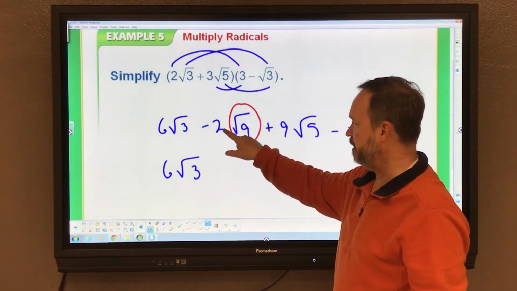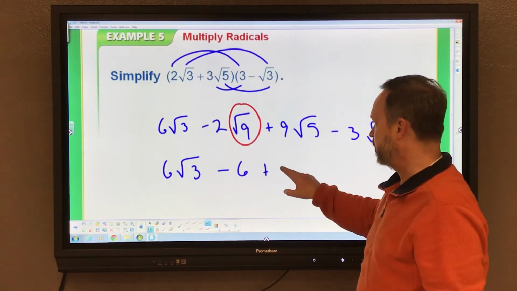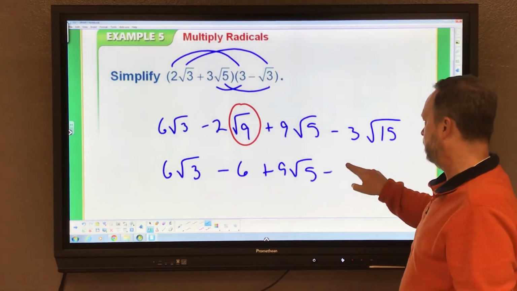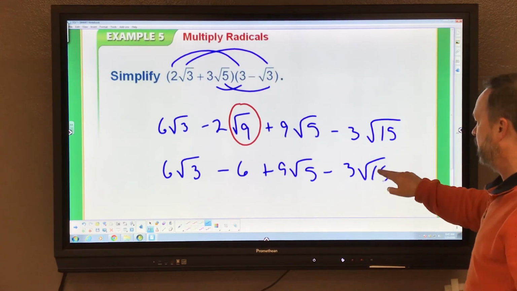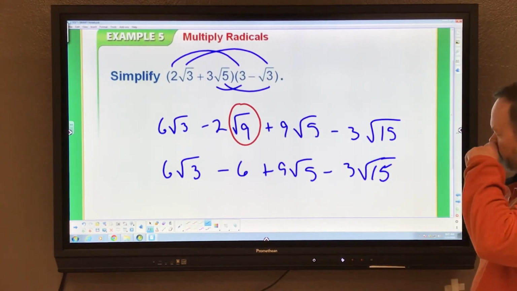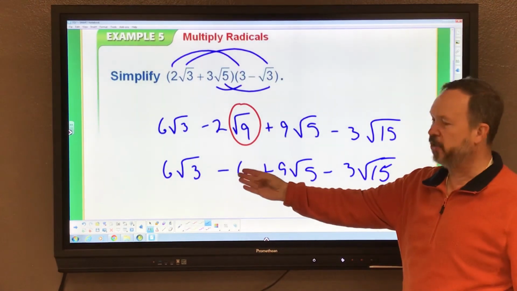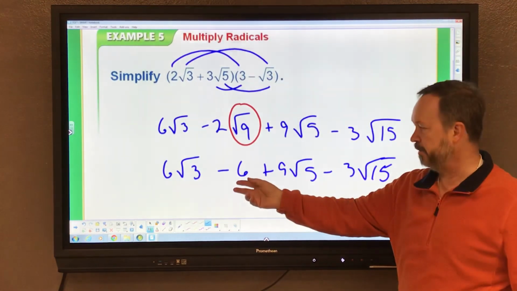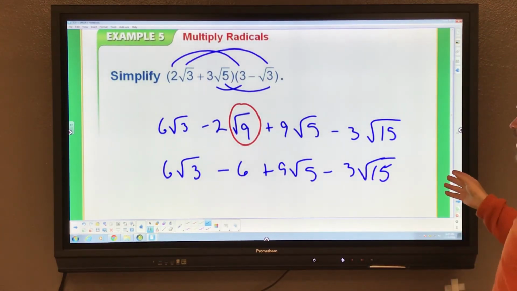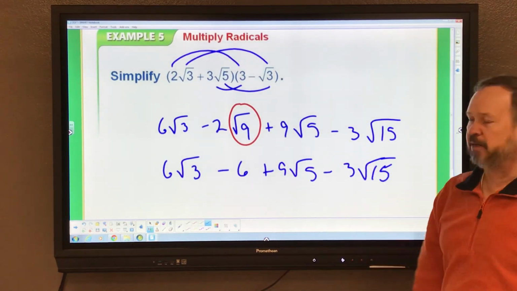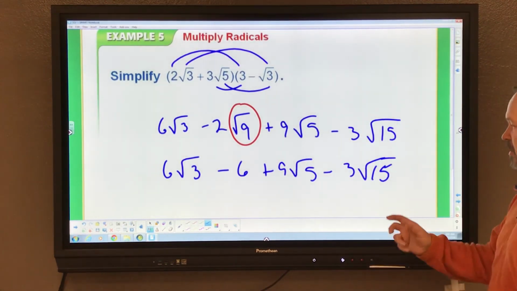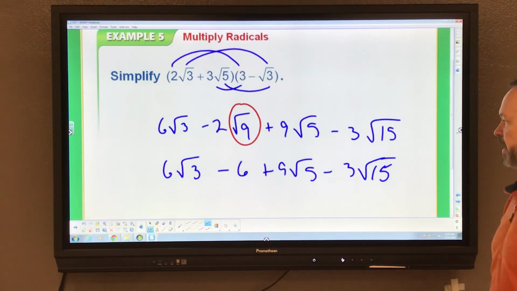That would be 3, make that minus 6, plus 9 times the square root of 5, minus 3 times the square root of 15. There might be some place in the world where you want to put the regular number, the integer out here on the end by itself and have all them radical people over there together, but that's the answer. The pieces and parts may be moved around, but that's the answer.